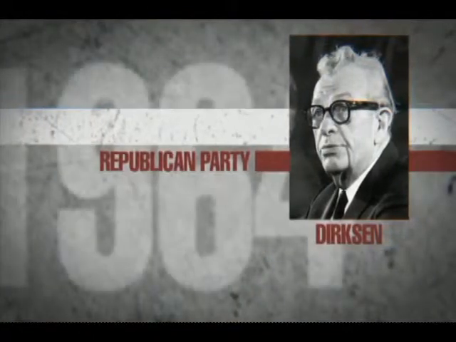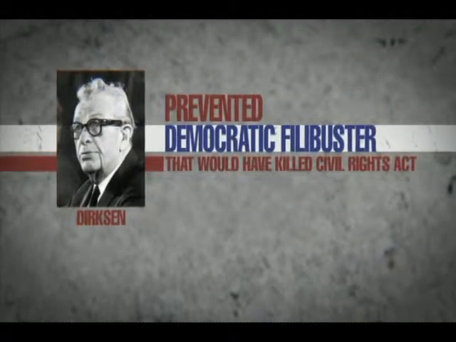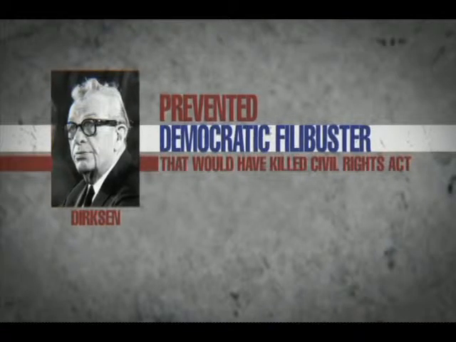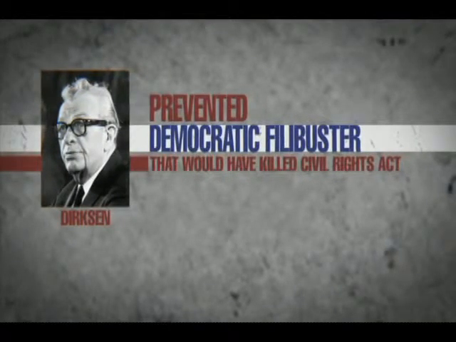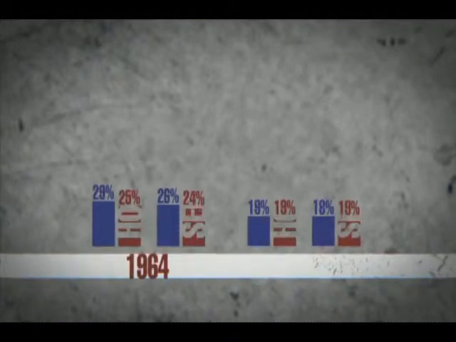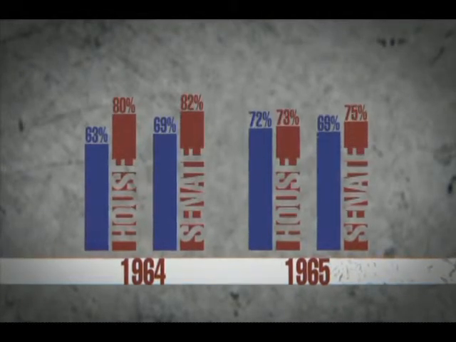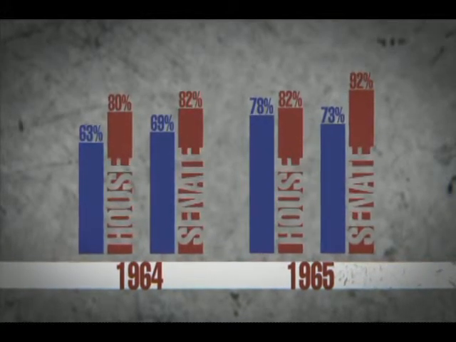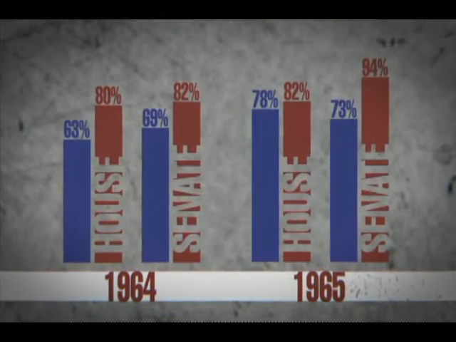And if it wasn't for Republican Senator Everett Dirksen of Illinois, a Democratic filibuster against the '64 Civil Rights Act would have killed the legislation. So if it wasn't for a Republican senator from Illinois, we would not have had the 1964 Civil Rights Act. The Republicans in the House and the Senate voted for the 1964 Civil Rights Act and the 1965 Voting Rights Act at higher percentages than the Democrats in the House and in the Senate.